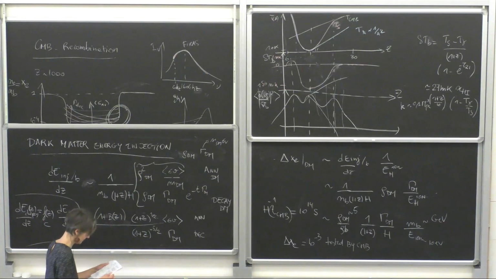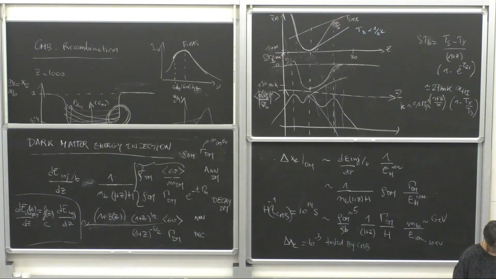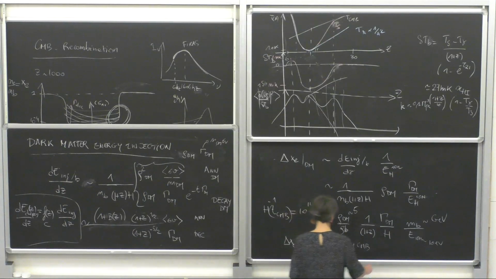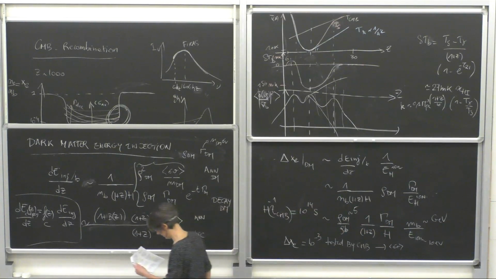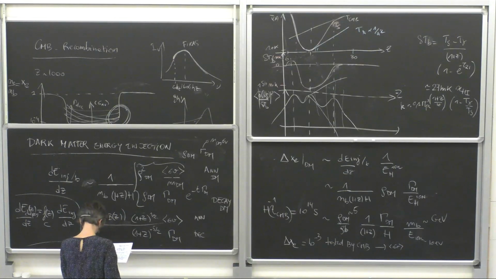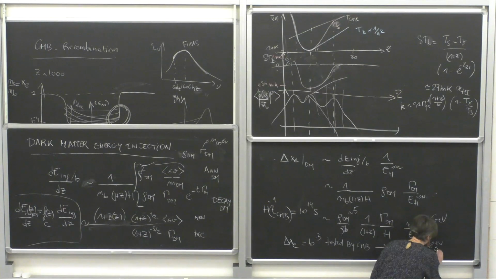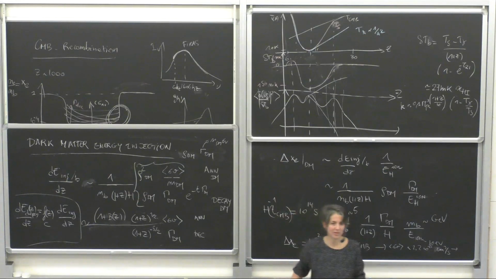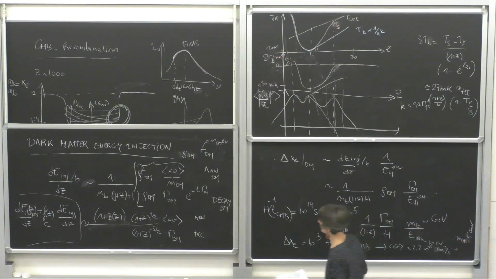Plugging in all the numbers, what you will get is actually that, assuming sigma v of the order of 2.2 times 10 to the minus 26 centimeter cubed per second, you are going to get ionized fractions larger than 10 to the minus 3 for dark matter masses smaller than a GeV. It goes as 1 over m.